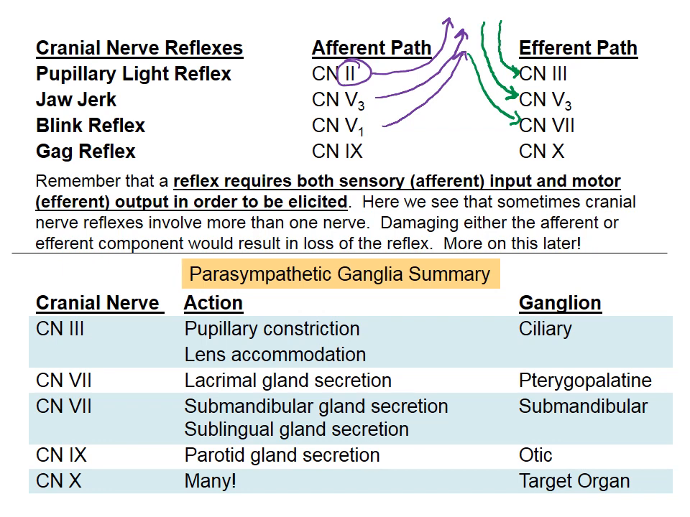Gag reflex, okay, you take a sterile Q-tip or a tongue depressor, and you swipe the posterolateral pharynx, and you get sensation through the glossopharyngeal nerve in the pharynx, and then you get a motor response through the vagus nerve to the muscles of the pharynx, and of the palate specifically, so you get some elevation of the soft palate in the back.